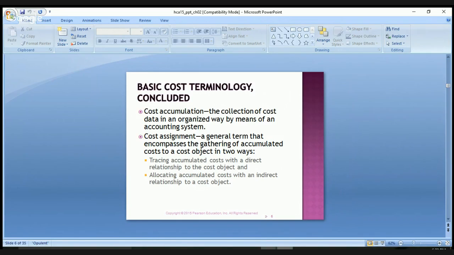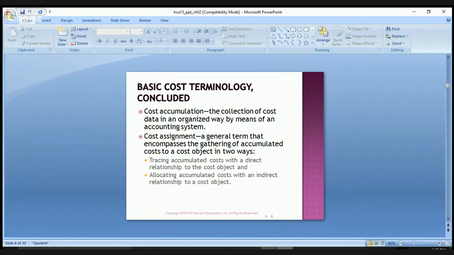So do you just arbitrarily allocate? We'll be talking about that later. Yeah. No, we don't arbitrarily allocate. We base it on different things. Okay? All right.